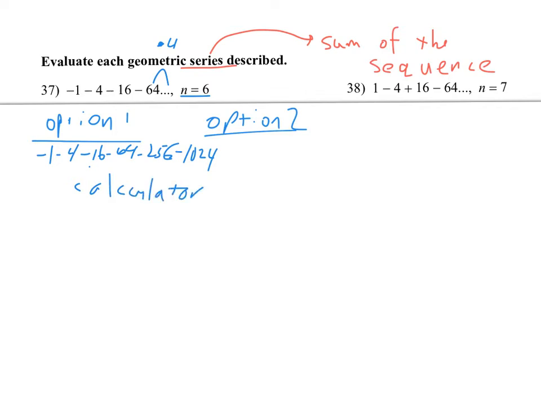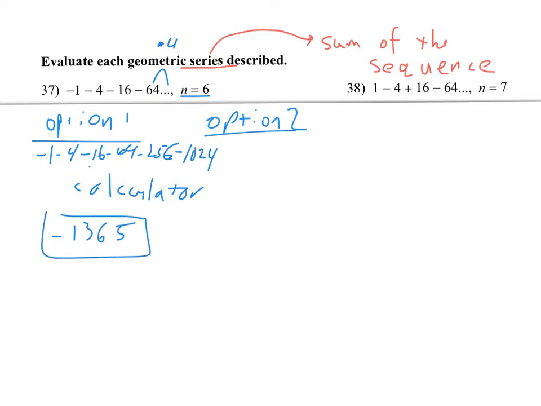So -1, -4, -16, -64, -256, -1024. And if I subtract all, or it's really adding a bunch of negative numbers in this case, it comes out to -1365. And so that is it.